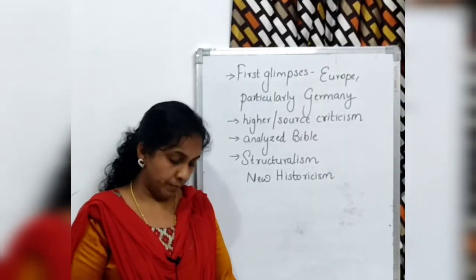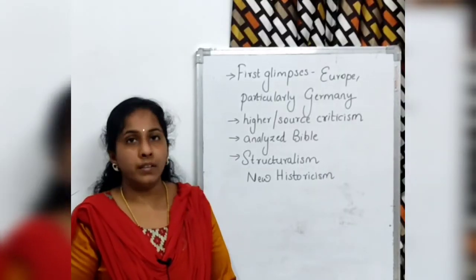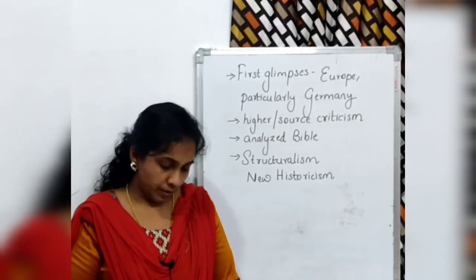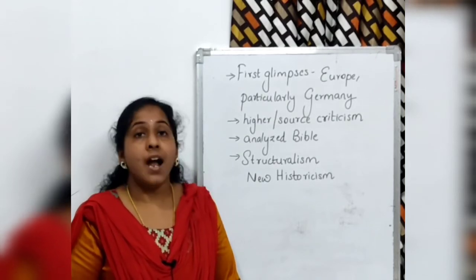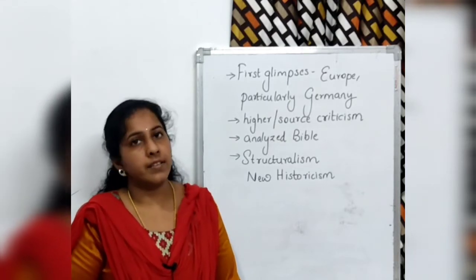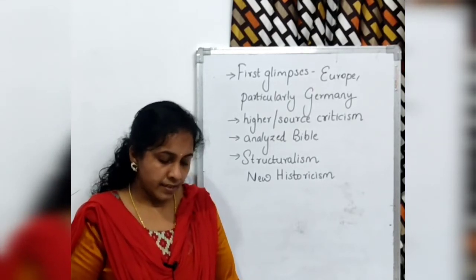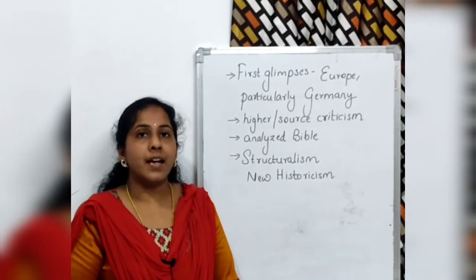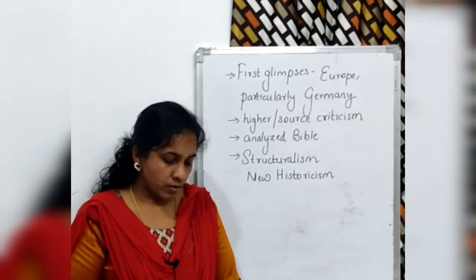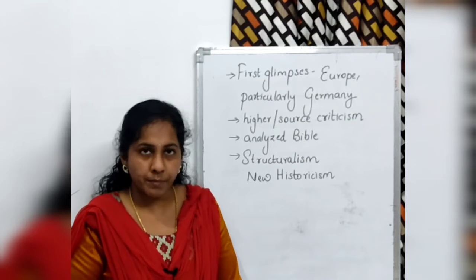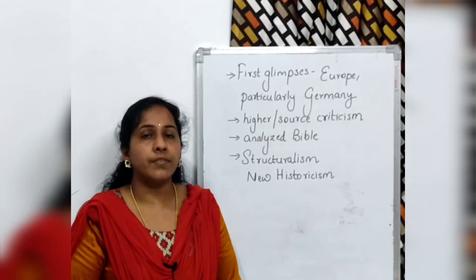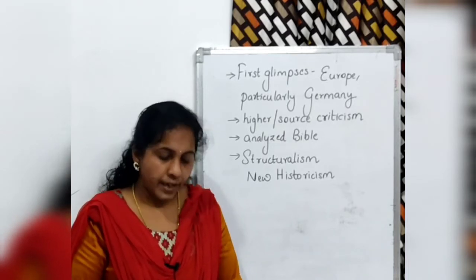The very first glimpses of literary theory in modern times, meaning the 20th century, were seen in Europe, particularly in Germany. One can call this higher criticism or source criticism. And this higher criticism or source criticism analyzed the Bible for the first time in history. This was in contrast to the existing method of interpretation, that is, totally different from it.